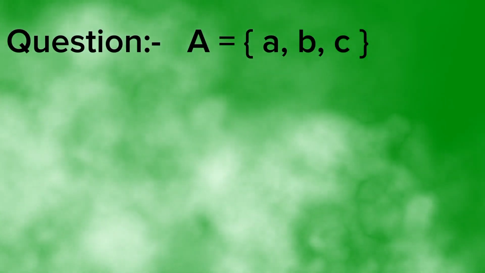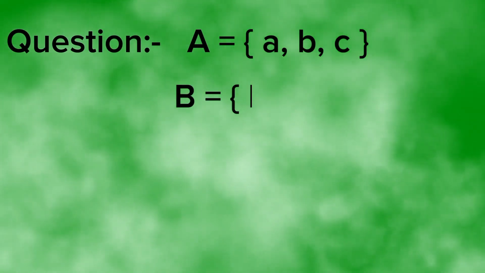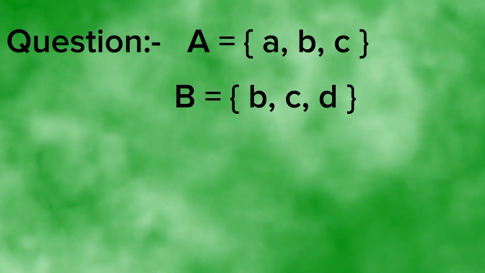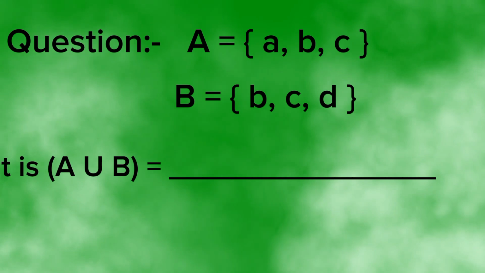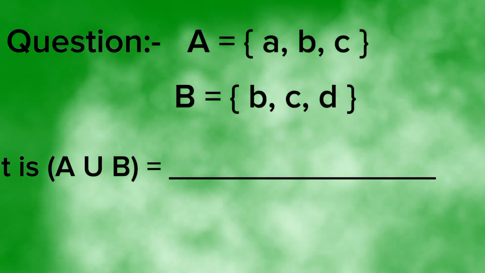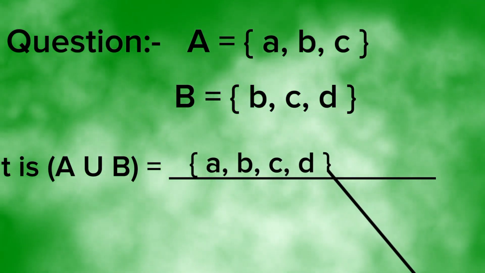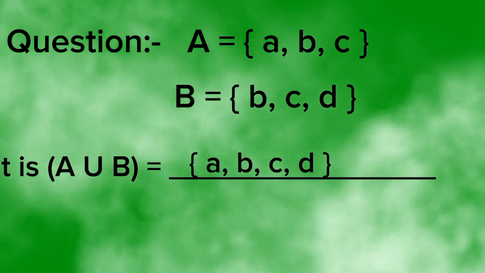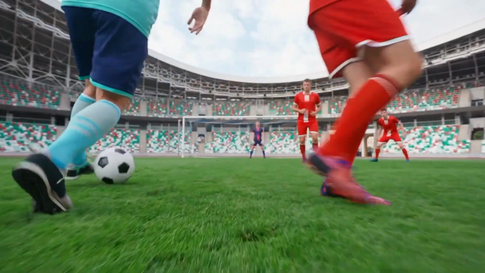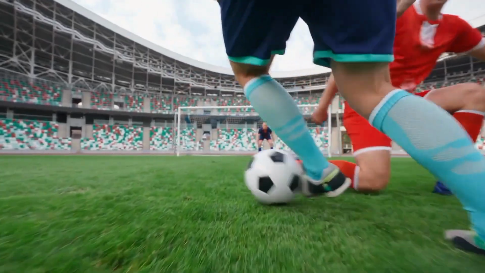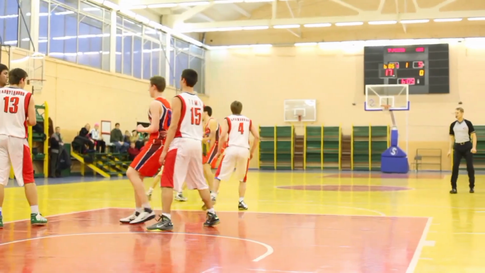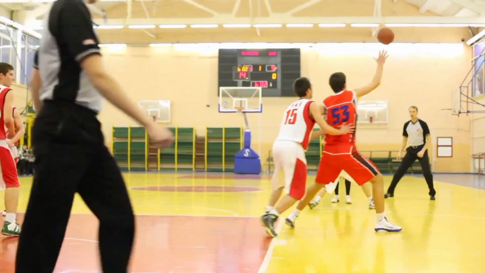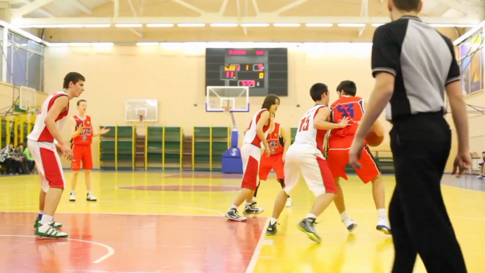Question. Set A equals {A, B, C}. Set B equals {B, C, D}. What is A union B? Answer: {A, B, C, D}. A real-life example. Set A equals students who like football. Set B equals students who like basketball. A union B equals students who like football or basketball or both.